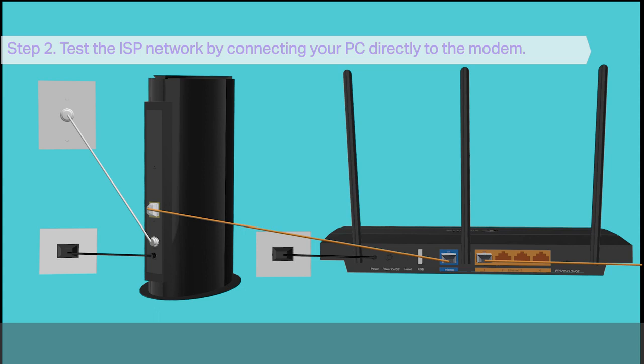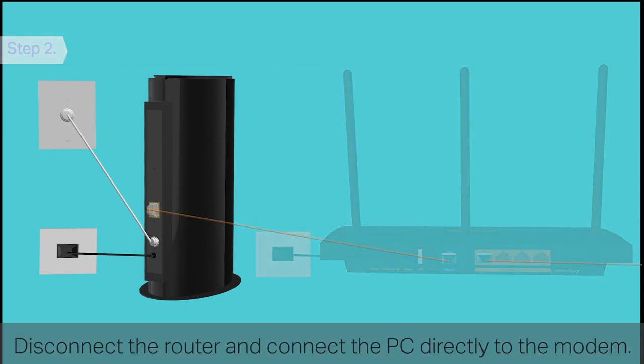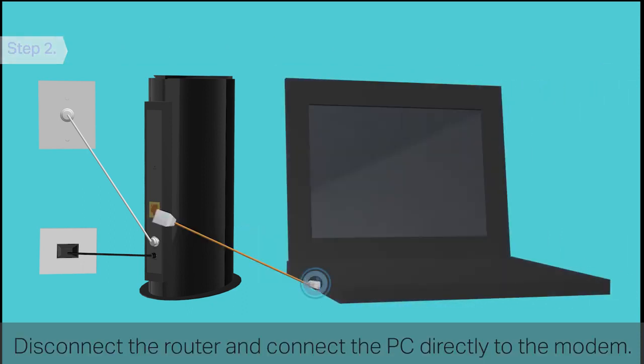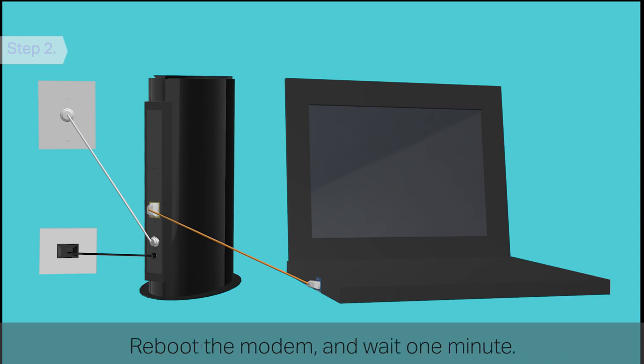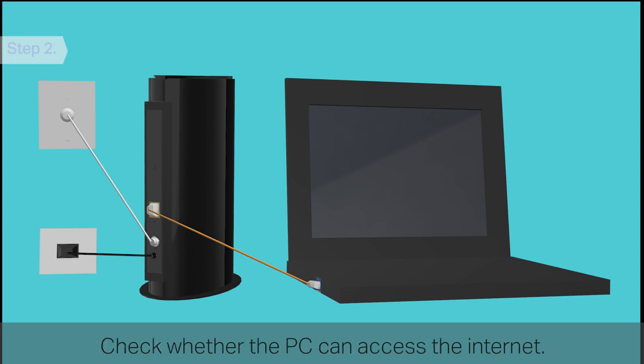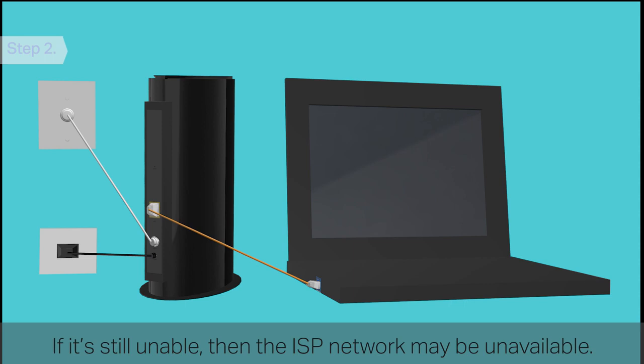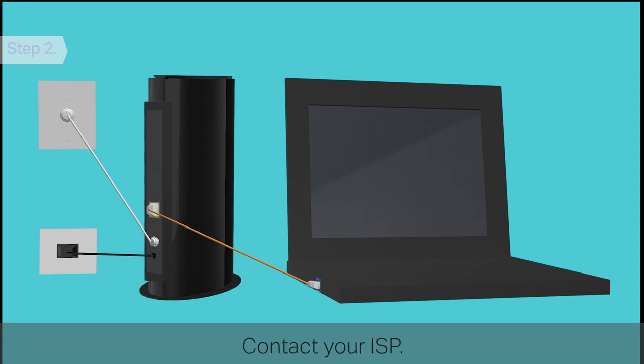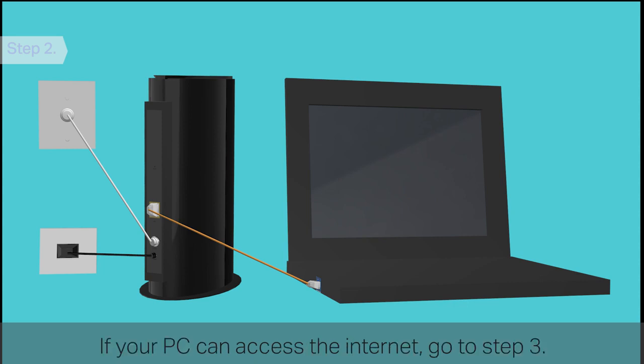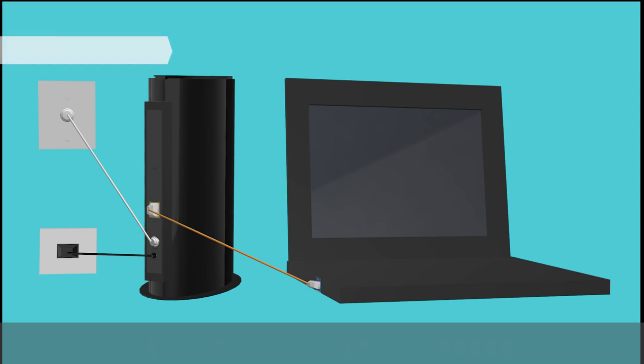Step 2. Test the ISP network by connecting your PC directly to the modem. Disconnect the router and connect the PC directly to the modem. Reboot the modem and wait 1 minute. Check whether the PC can access the internet. If it's still unable, then the ISP network may be unavailable. Contact your ISP. If your PC can access the internet, go to Step 3.